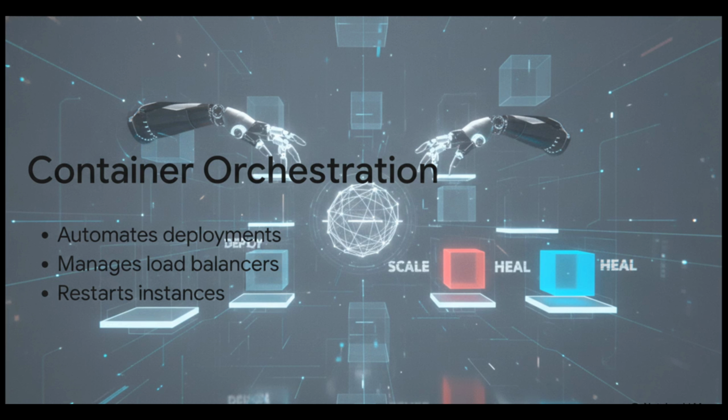Another absolute game changer for modernization is container orchestration. You probably know containers. They bundle your code and all its dependencies into one isolated package, which completely eliminates that classic developer excuse, well, it works on my machine. But deploying and monitoring hundreds of containers manually, impossible. That's why we use orchestrators like ECS or Kubernetes. You literally just tell the service, hey, I want 3 copies of this container running. The orchestrator handles deploying them, hooking up the load balancers, and if a container runs out of memory and crashes, it instantly detects it and spins up a fresh one.